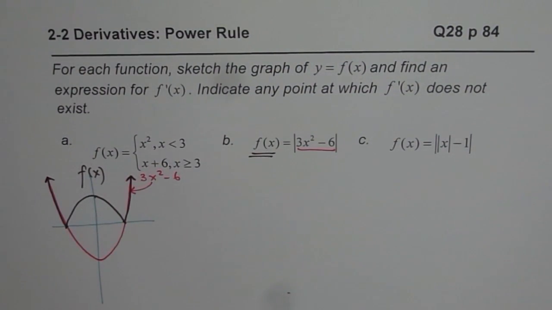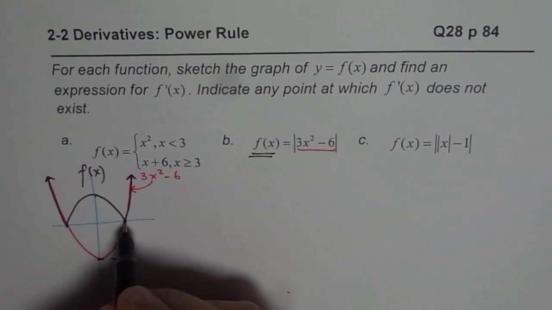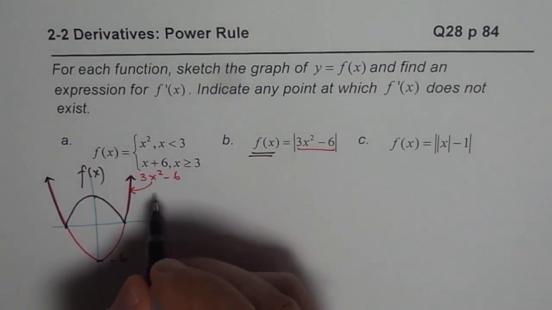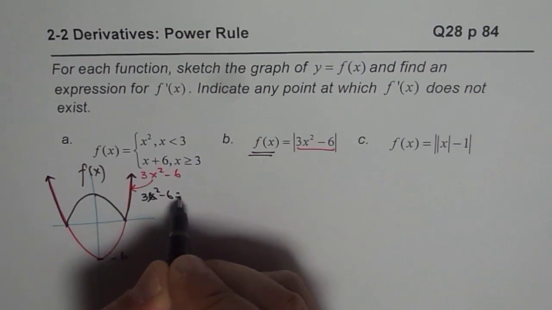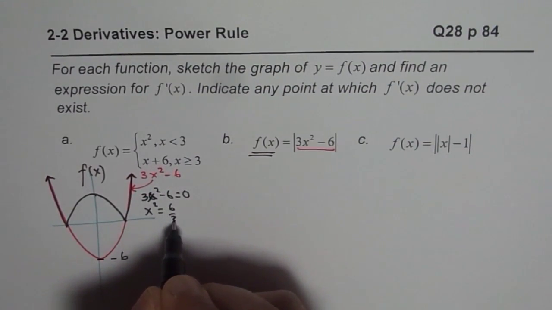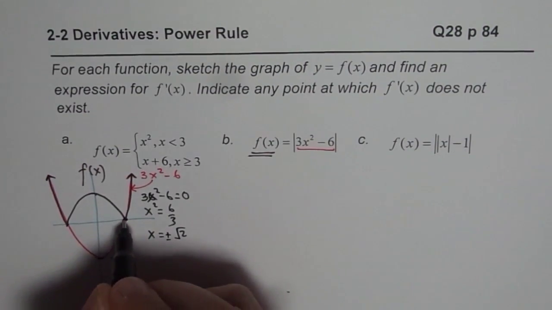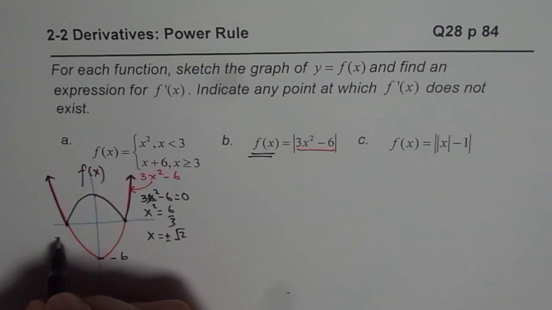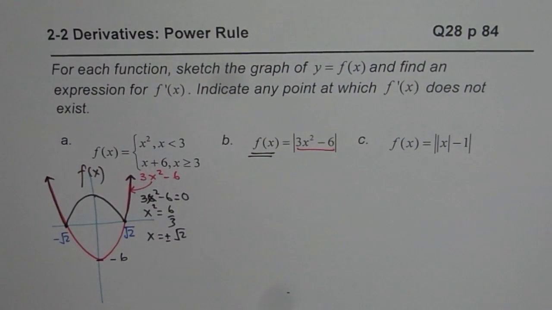Now as you can see, let me label this a bit more. So this is minus 6 for us. You can find these values by equating 3x squared minus 6 to 0, right? So when you do that, you get x squared equals 6 over 3 and x equals plus or minus square root of 2. So these 2 points are plus or minus square root of 2, right? So you get minus square root 2 here and plus square root 2 there. So that is the function.